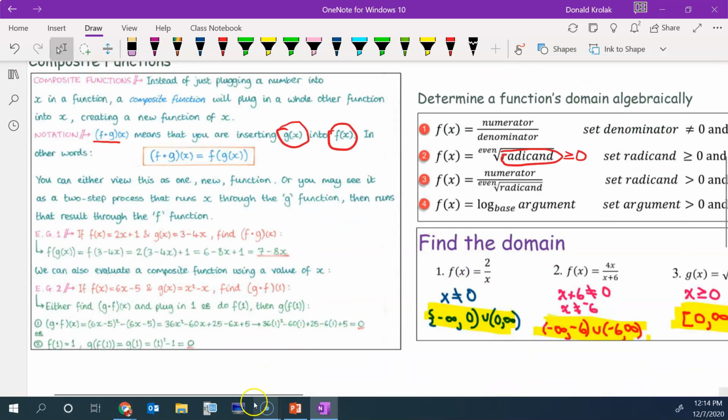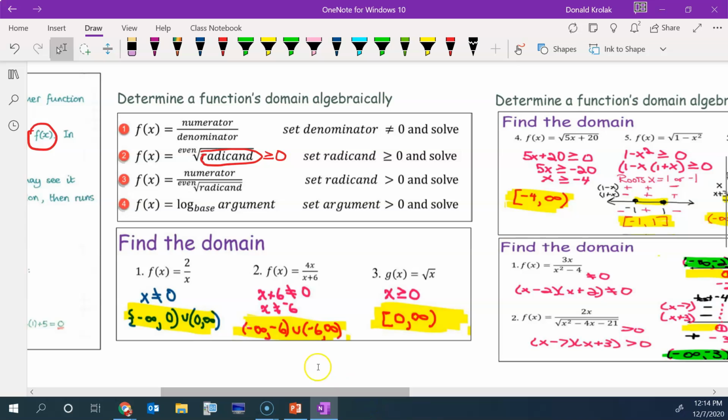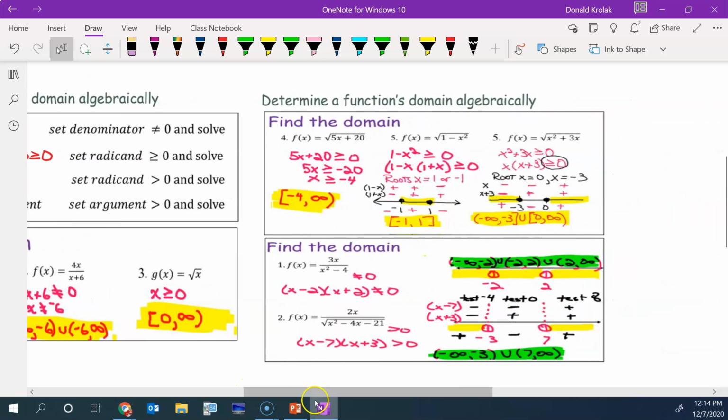On this page here, I put the other notes on domains, on how you find them, as well as some examples from the notes that we took during that time. The one that we just did would have been similar to this example right here.